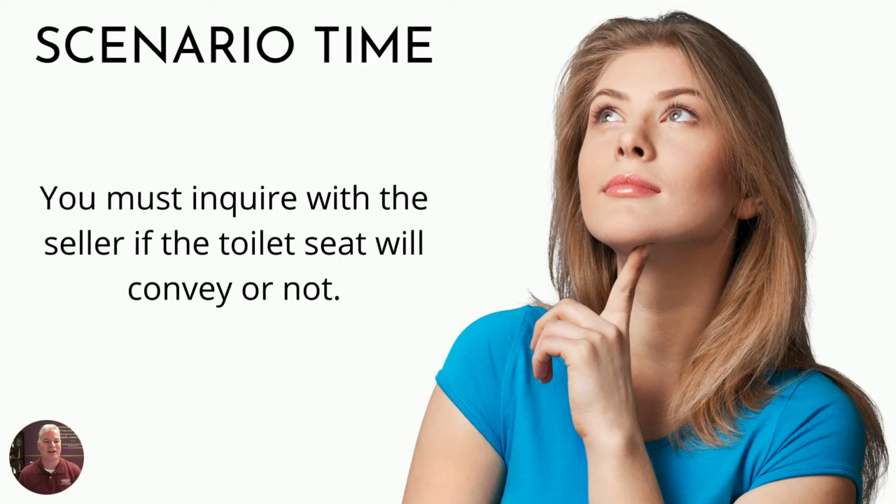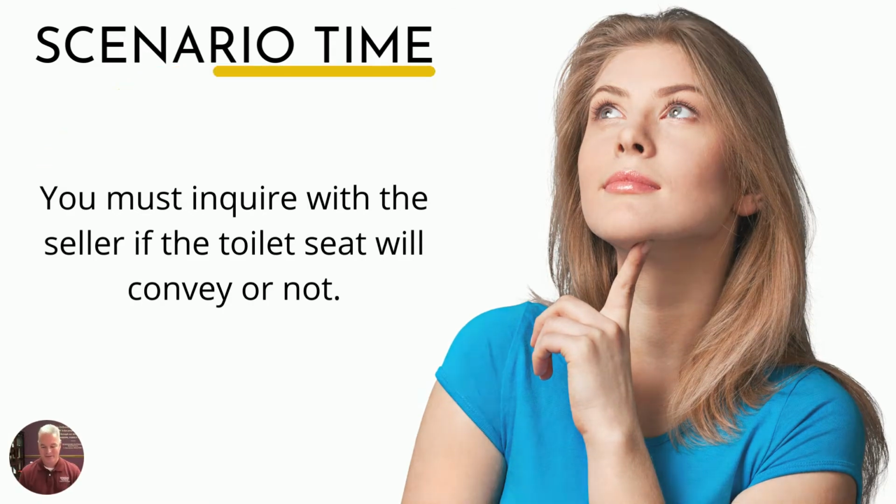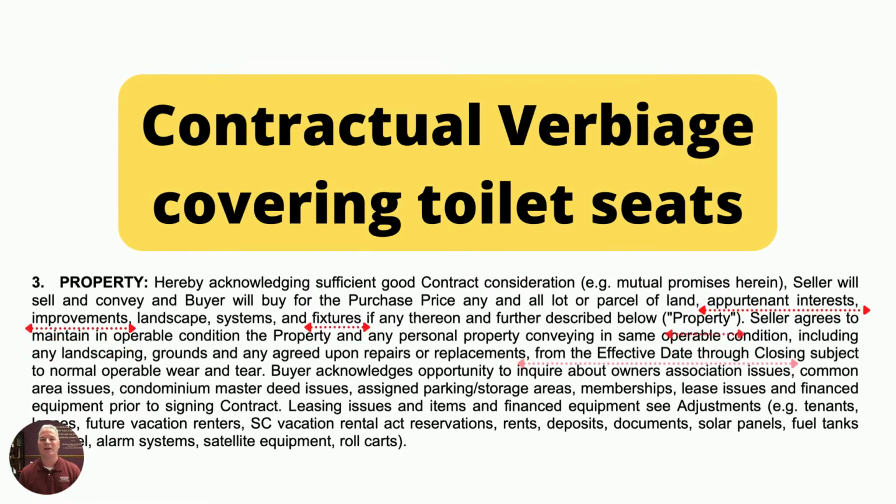So continuing on with the scenario. You must inquire with the seller if the toilet seat will convey or not. It's attached. It's an appurtenance to the property. What do I mean by that? Let's look at what the contract says. Contractual verbiage covering the toilet seat. Hereby, the property in section 3, this is on page 1, hereby acknowledging sufficient good contract consideration, i.e. mutual promises herein. That's a lot of legal jargon.